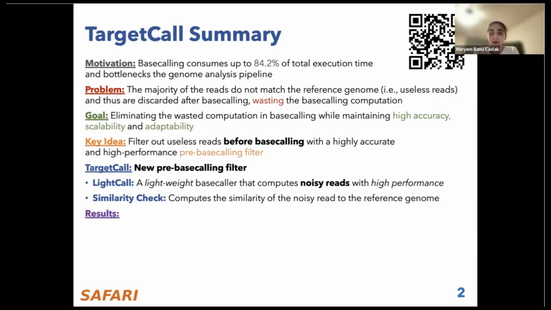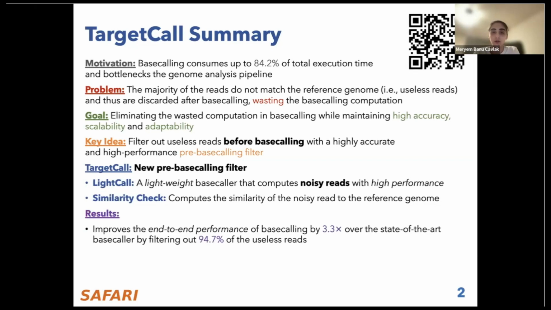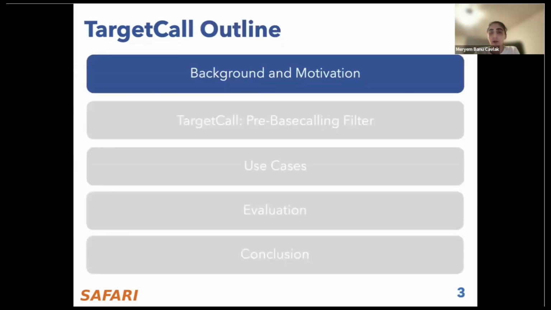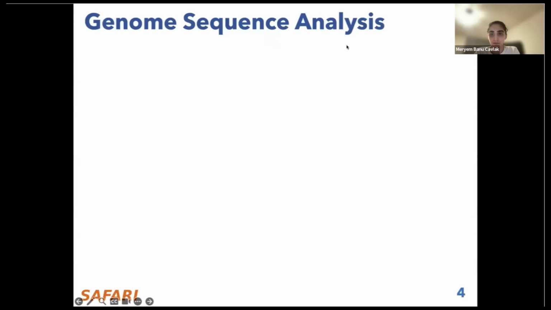Our evaluation shows that TargetCall can provide 3.3x speedup over the state-of-the-art basecaller used in the basecalling step by filtering out the majority of the useless reads with high sensitivity. And TargetCall achieves better performance, throughput, recall, and precision than prior state-of-the-art target sequencing approaches when they are repurposed as pre-basecalling filters. I will start with background and motivation.